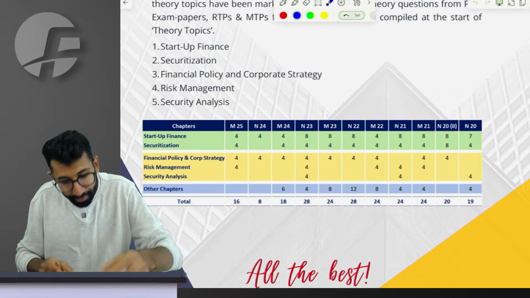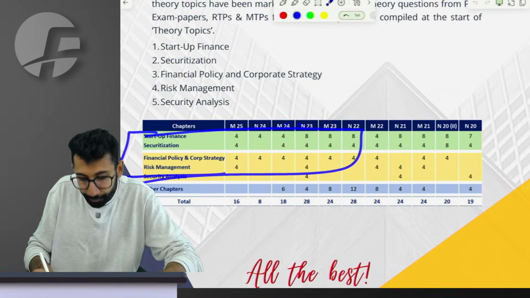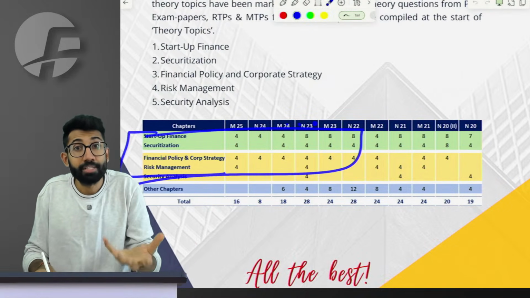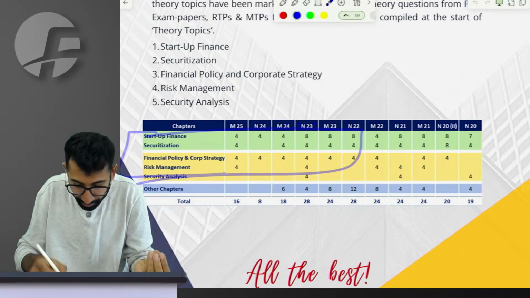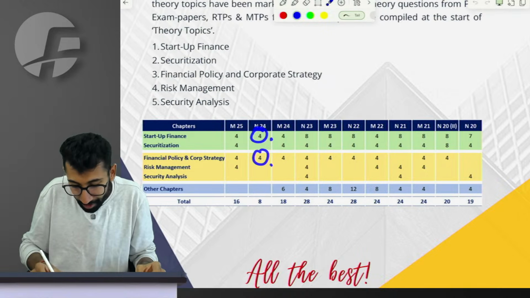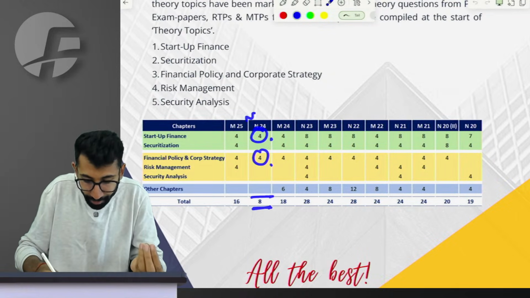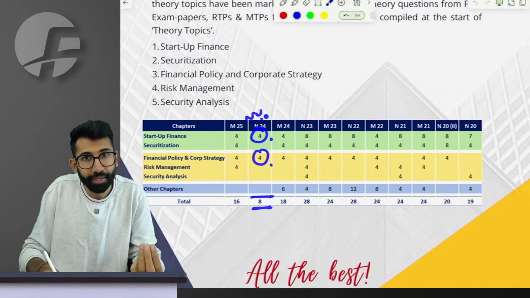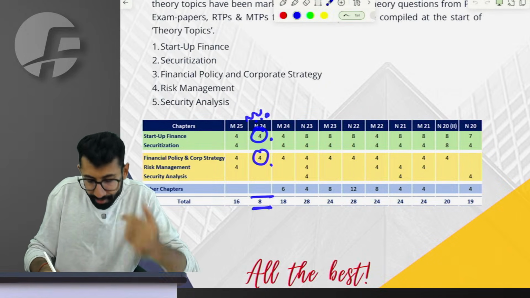Sir, is it a guarantee that in our attempt the theory will be asked from these particular chapters? Let me tell you, sometimes it does happen that the institute asks very limited theory questions. Even these have been the cases, for example, in November 24, only 4 to 8 marks of theory were asked out of a 118 or whatever marks paper. Correct? Now 114 marks or whatever. Cool. Sir, 116 marks in fact.